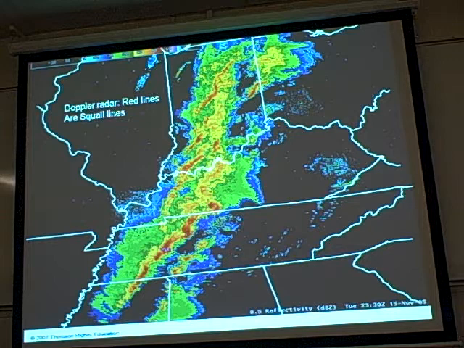So using Doppler radar, the red lines are squall lines. If you remember what those are, the lines of those storms, right, at the edge of fronts. And this is a good example of how fronts aren't as specific and cut and dry as they kind of look on maps and charts. As you can see, this front, it's kind of a little over here, a little over there, a little over here, but you can see a general trend.